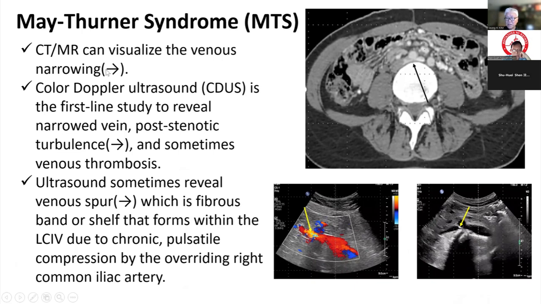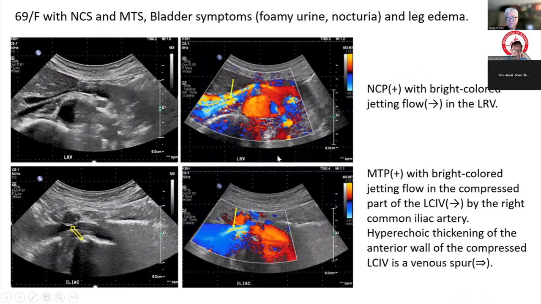So in May-Turner patients, we often see this echogenic thickening of the anterior wall of the left common iliac vein caused by chronic pulsatile compression. This is a 69-year-old woman with nutcracker and May-Turner. This patient had bladder symptoms like foamy urine, nocturia, and left leg edema.